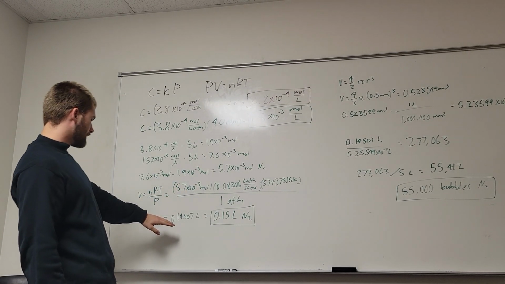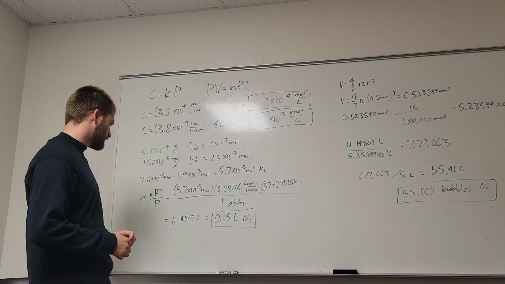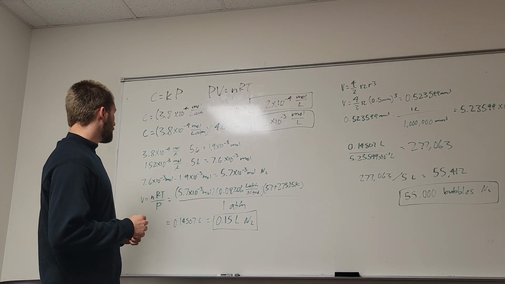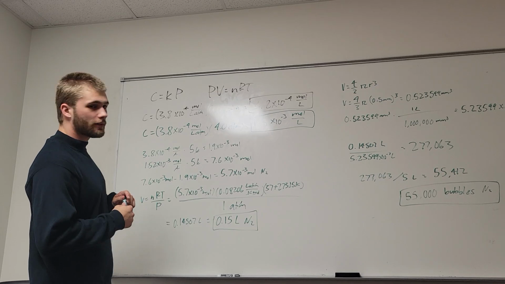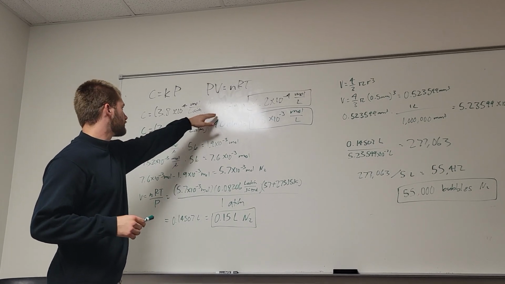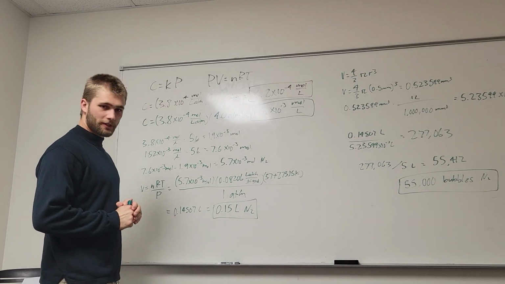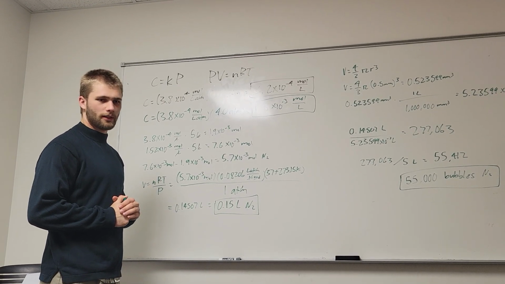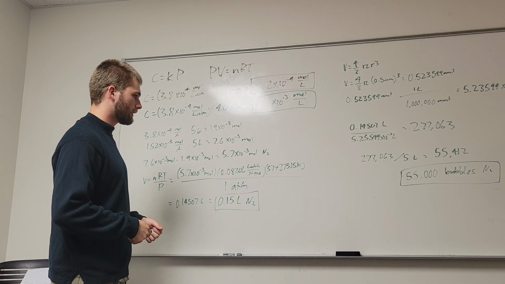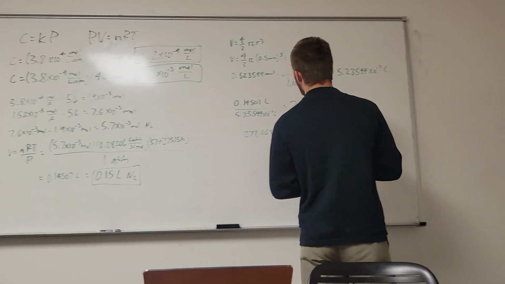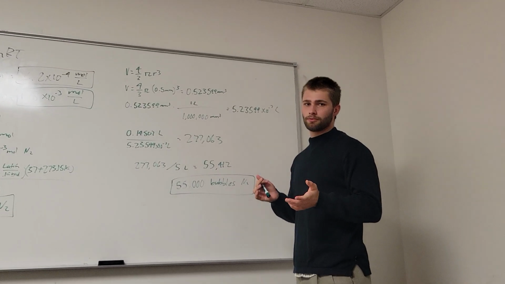Solving that gives us a value of 0.14507 liters of nitrogen gas. Taking significant figures into account, we've got just 2 significant figures, so for this answer, 0.15 liters of nitrogen gas will escape the blood in the ascent. Now, the question wants to know how many bubbles that will be.